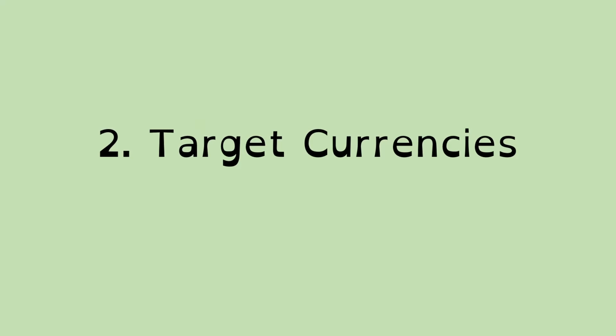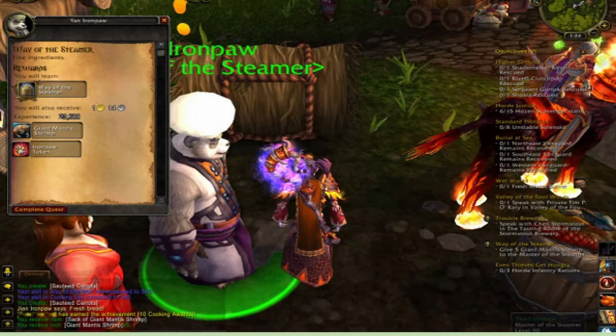The second one is target currencies. So it's possible to have more than one currency in a game. And here's a picture of World of Warcraft. World of Warcraft in the past, I don't know if it still does, has cooking tokens. And cooking tokens are like another currency within the game, but they're tied into the cooking profession, the cooking system. So there's something you get as a reward for doing cooking, and they allow you to advance in your cooking. So rather than using the money, which is a generalized currency, this is a targeted currency.